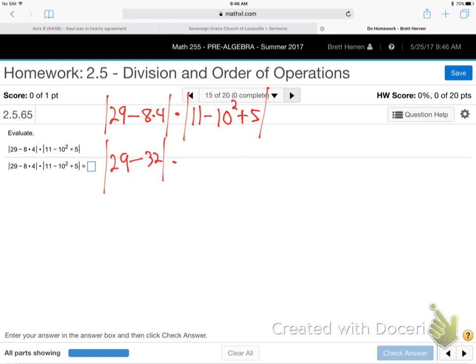So 29 minus 32. Remember, adding and subtracting is last. So I do this multiplication first, and this power. Do them first, and now subtract, what's that, minus 3. And this is 60 minus 84. Good to there so far?